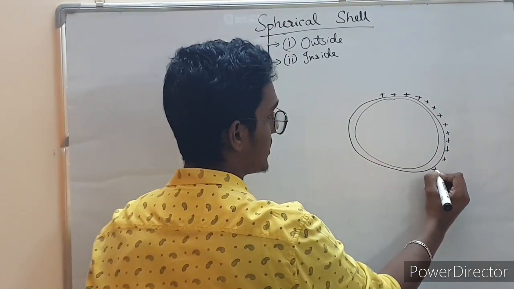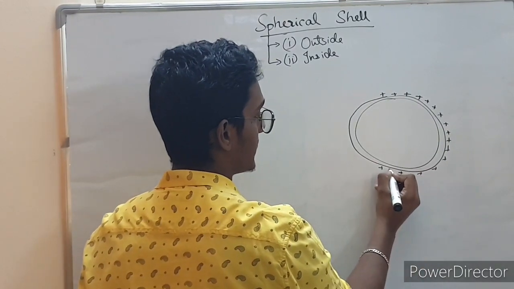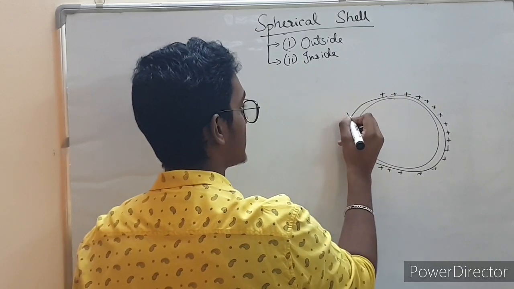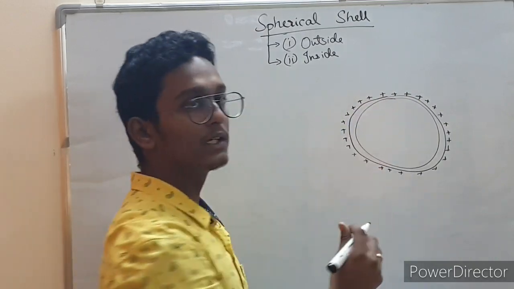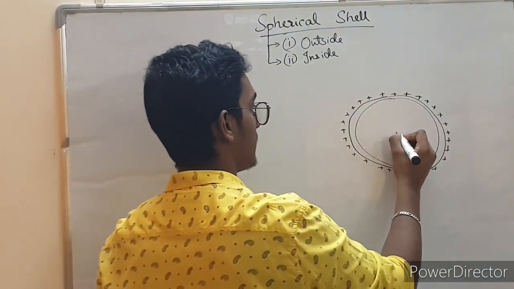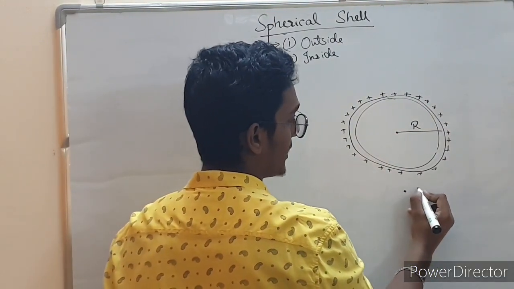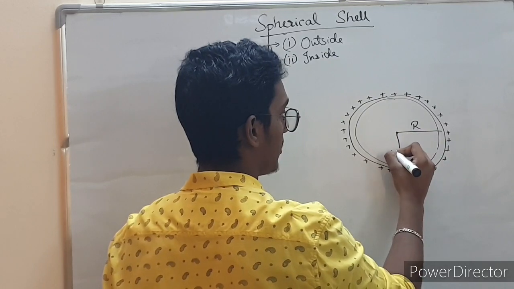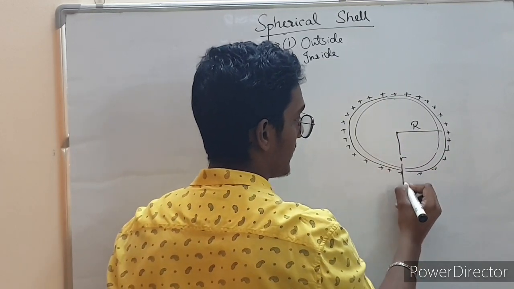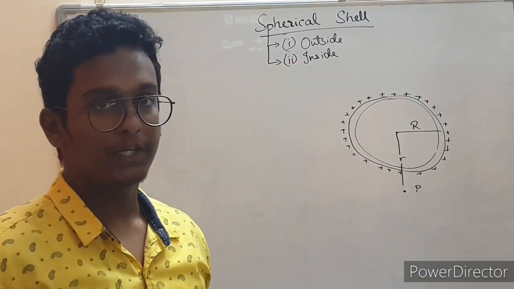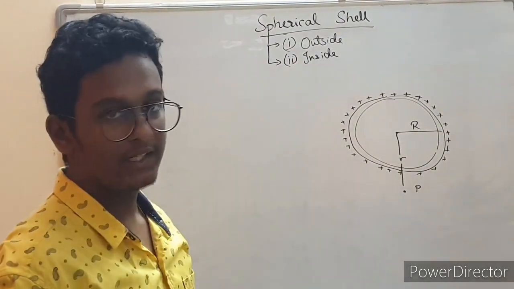So this charge distributes itself over the entire surface area, and let's say the sphere has a radius of capital R. Now let's consider a point P over here at a distance of small r. We need to find the electric field at point P. Let's consider this the outside case.